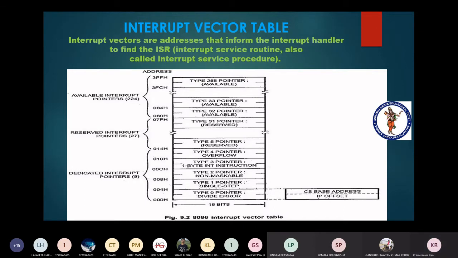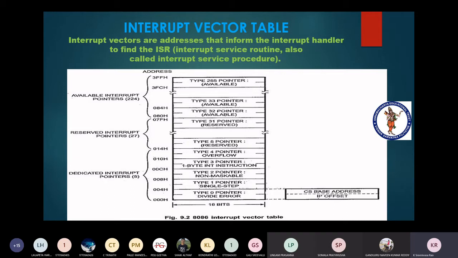Each interrupt takes 4 memory locations for storing the information related to the interrupt service routine. That information is nothing but where the interrupt service routine is stored. We have to specify that the interrupt service routine is kept in so-and-so segment, with an address of 5000 or 6000. In the same way, you have to specify the offset address of your interrupt service routine. That can be specified within these vector addresses.